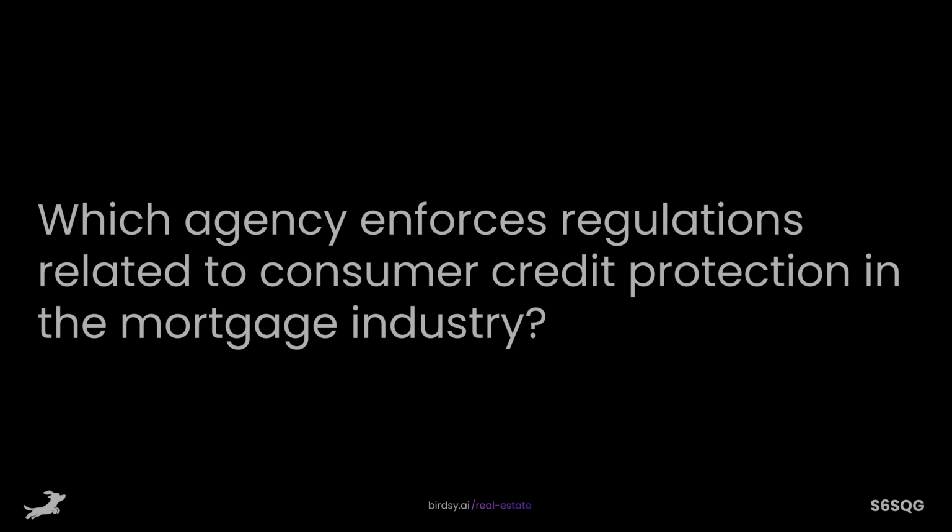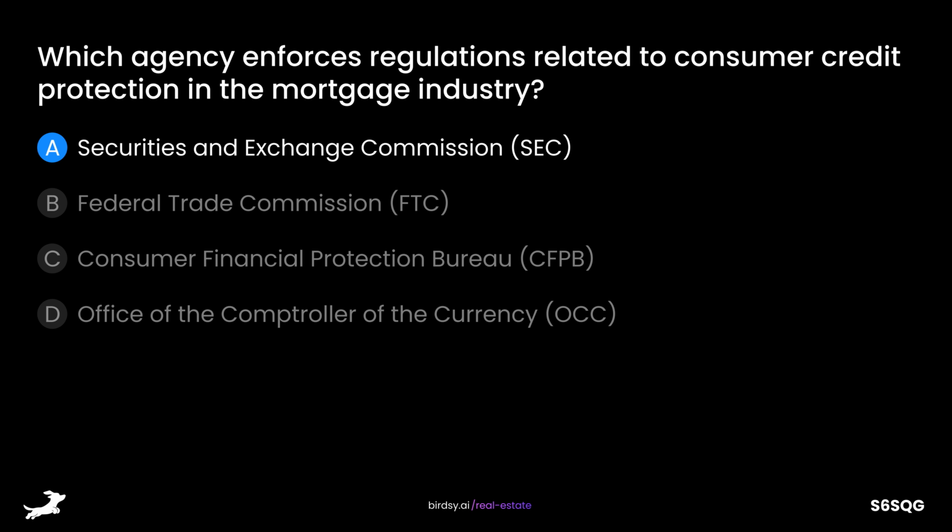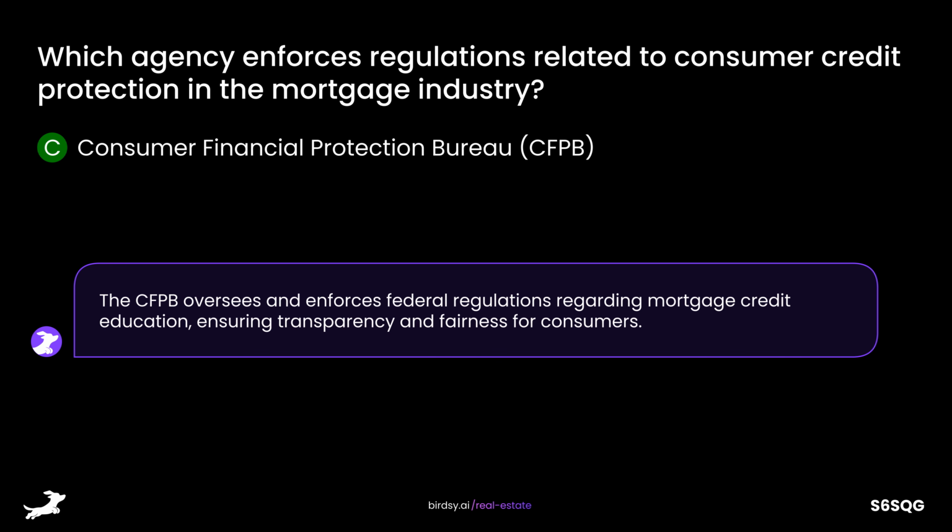transactions. Which agency enforces regulations related to consumer credit protection in the mortgage industry? Is it A, Securities and Exchange Commission, B, Federal Trade Commission, C, Consumer Financial Protection Bureau, or D, Office of the Comptroller of the Currency? The answer is C, Consumer Financial Protection Bureau. The CFPB oversees and enforces federal regulations regarding mortgage credit education, ensuring transparency and fairness for consumers.